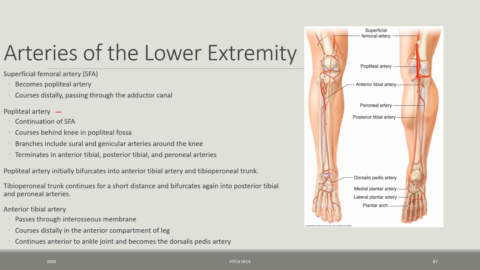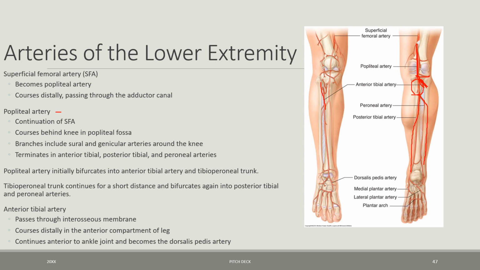Once the anterior tibial has been bifurcated, oops, sorry, I think it's here actually on this one. Once the anterior tibial has bifurcated off, then we know this area as the tibio-peroneal trunk. And just as its name suggests, it's going to bifurcate into the posterior tibial veins and the peroneal vein. Oh, artery, I'm so sorry. It's going to bifurcate into the posterior tibial artery and the peroneal artery. And those will go then and provide blood flow to the calf.